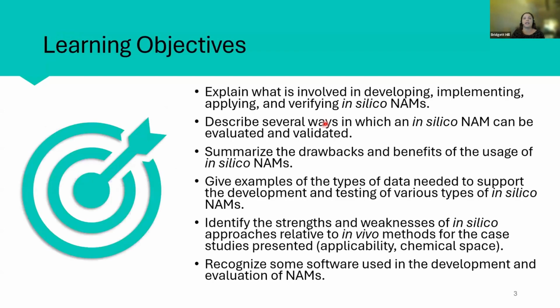So the learning objectives for today highlight a variety of items related to in silico methods, such as getting an understanding of what's involved in developing, implementing, applying, and verifying in silico NAMs, describing several ways in which an in silico NAM can be evaluated and validated, summarizing the drawbacks and benefits of the usage of in silico NAMs, giving examples of the types of data needed to support the development and testing of various types of in silico NAMs, identifying the strengths and weaknesses of in silico approaches relative to in vivo methods for the case studies presented, and then lastly, recognizing some software that's used in the development and evaluation of these.